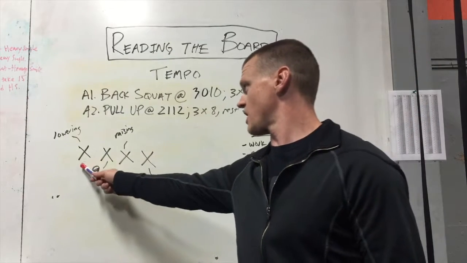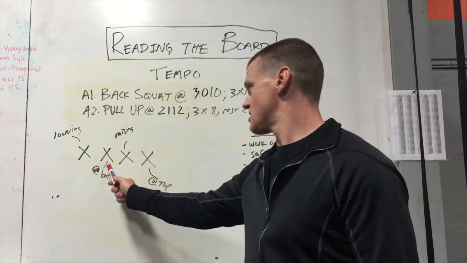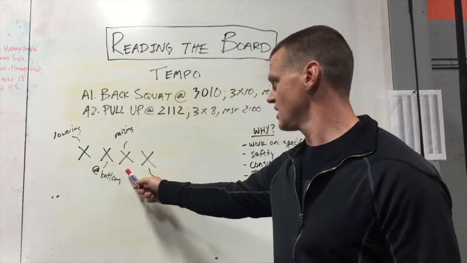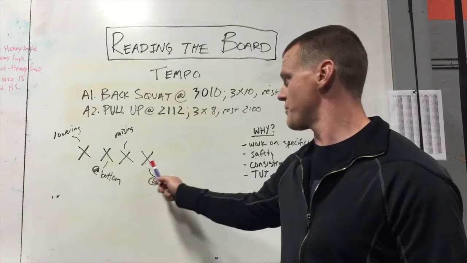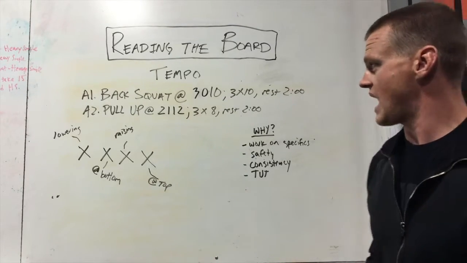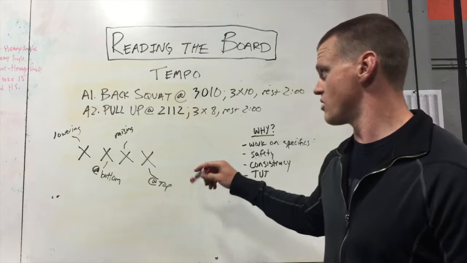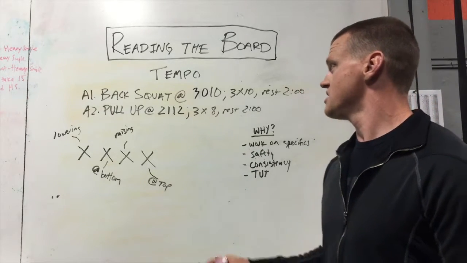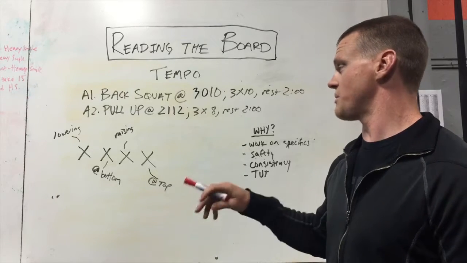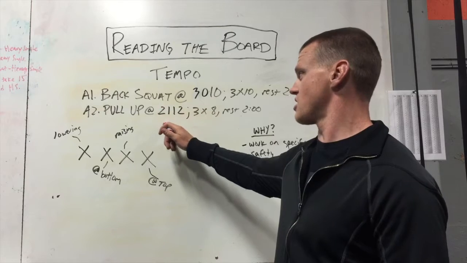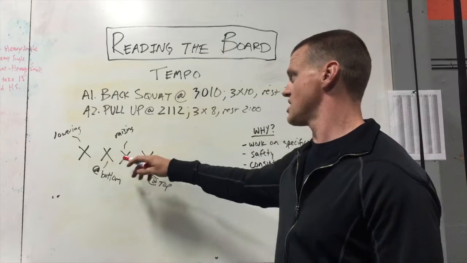So the first number is the lowering phase. The second number is the time spent at the bottom. The third number is the time on the way up, and the fourth number is the time at the top. Now that is consistent through all movements that we use a tempo for. So whether a movement starts with a lowering or starts with a raising, those numbers are still going to go in that order.